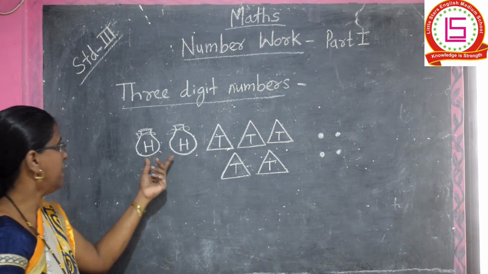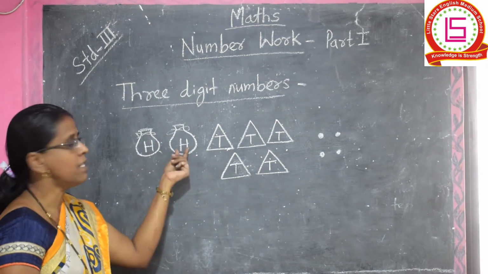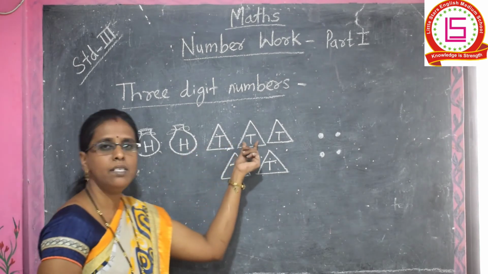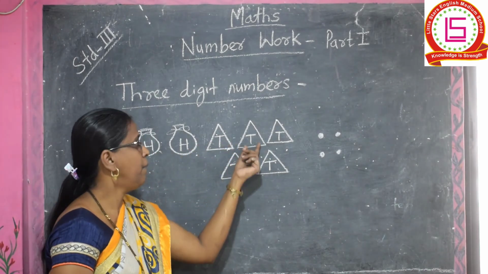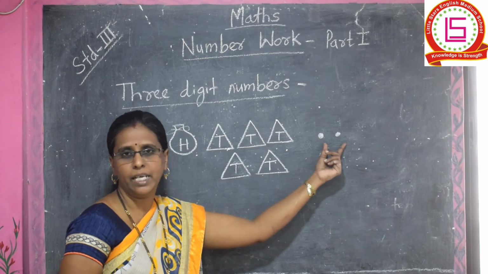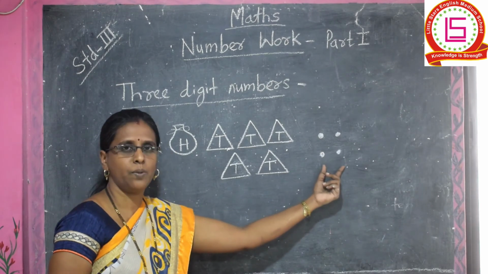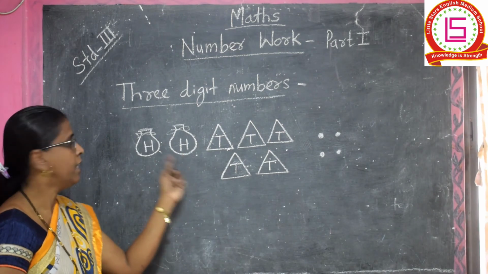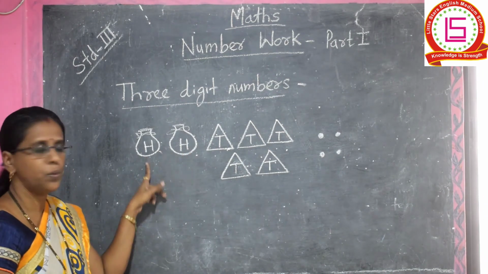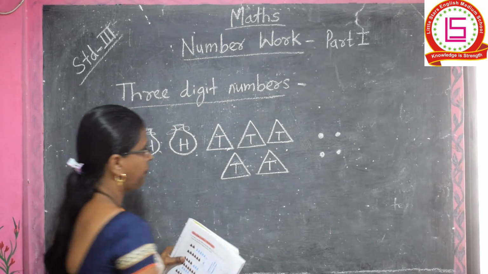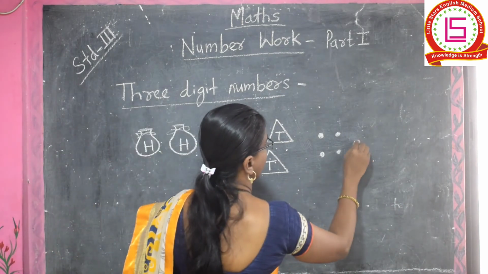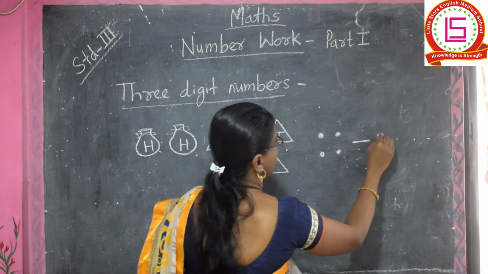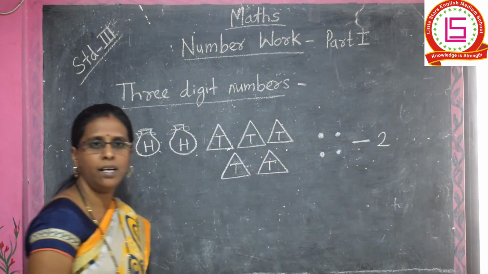Okay, then see, at first H means 100, T means tens, and these single beads mean unit places. See here, 2 hundreds are present, this one and this one, 2 hundreds. Then write 2 at the 100 place.